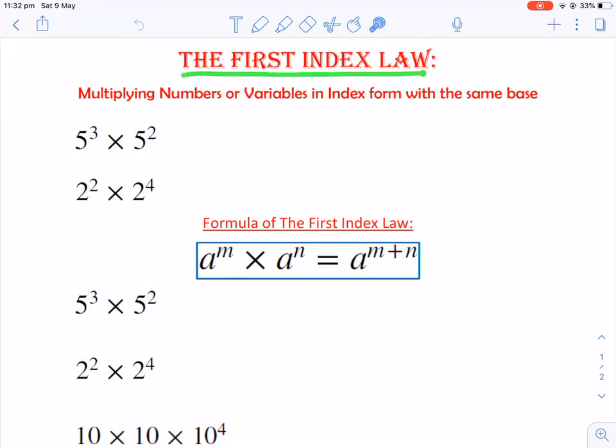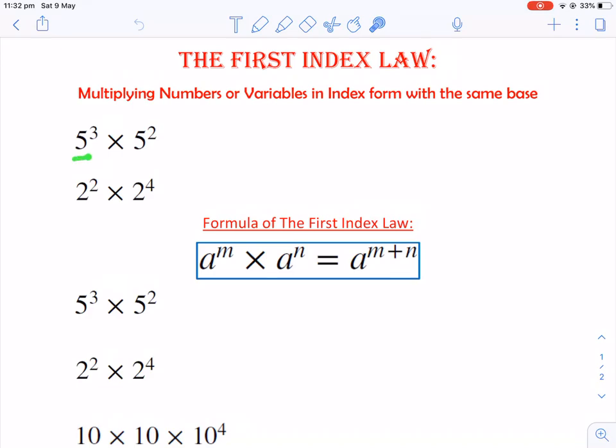The first index law is telling us how to multiply numbers or variables in index form with the same base. Before applying the index law, we're going to check out these two examples manually to see how it works and compare to the index law.